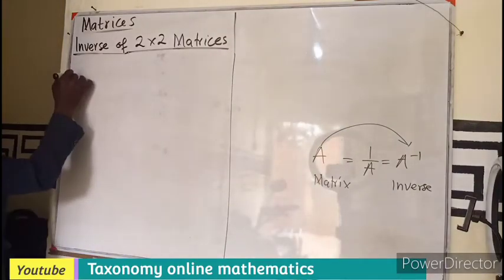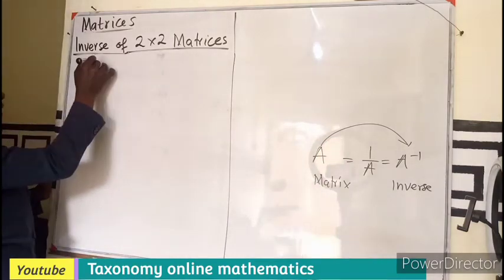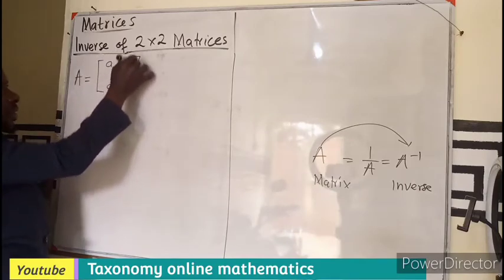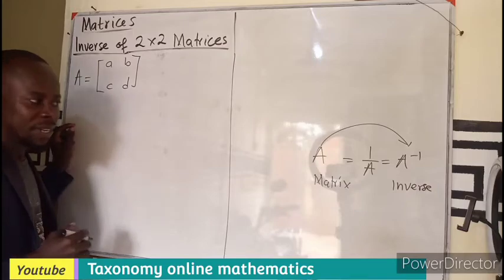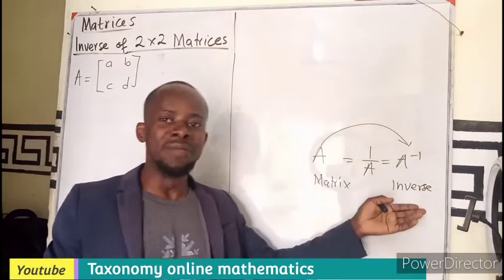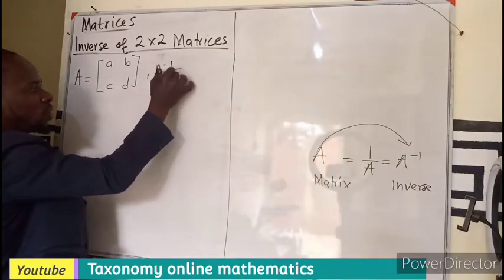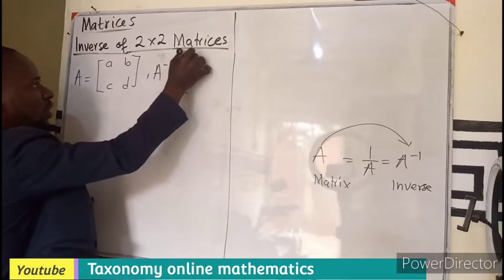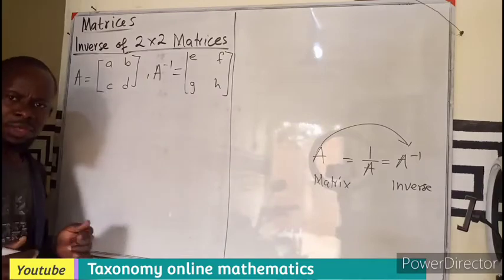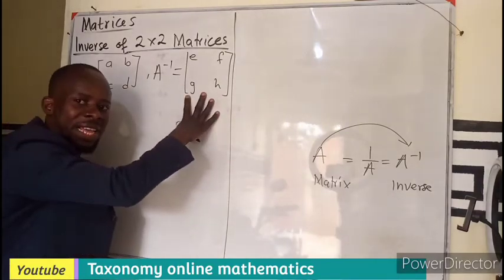So we suppose that the matrix A given to us has the elements A, B, C, D. Then if this is the image, which we are calling the inverse, let's say the inverse of A is also given, let's continue, as E, F, G, H. So if this is the matrix, then this is the image.